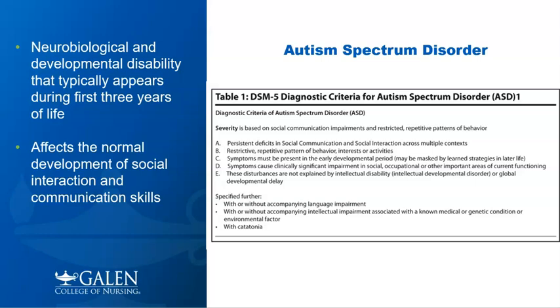Autism spectrum disorder is one you'll generally tend to know about. There's a lot out there on it. It's a complex neurobiological developmental disability that typically appears during the first 3 years. These used to be called pervasive developmental disorders because it affects so many different areas of the child's life. We can see our DSM criteria here.